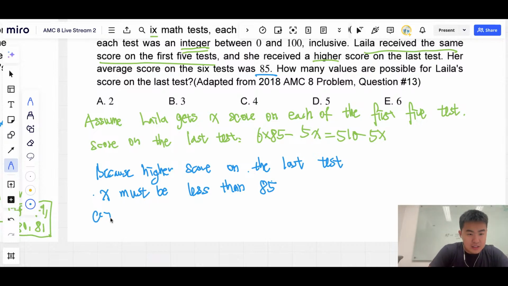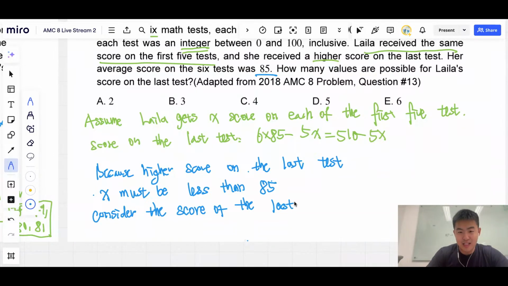And we also know that, consider the score of the last test, okay? What is the highest possible value for Laila to get on the last test? It's 100, right? Remember, the score is an integer between 0 and 100 with both ends included. So 100 is the possible value for the score of the last test. Let me write it better. To be 100.